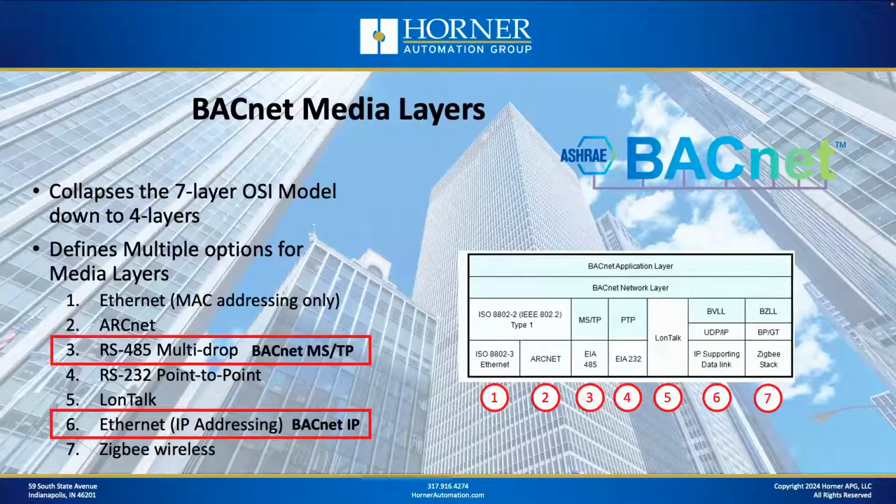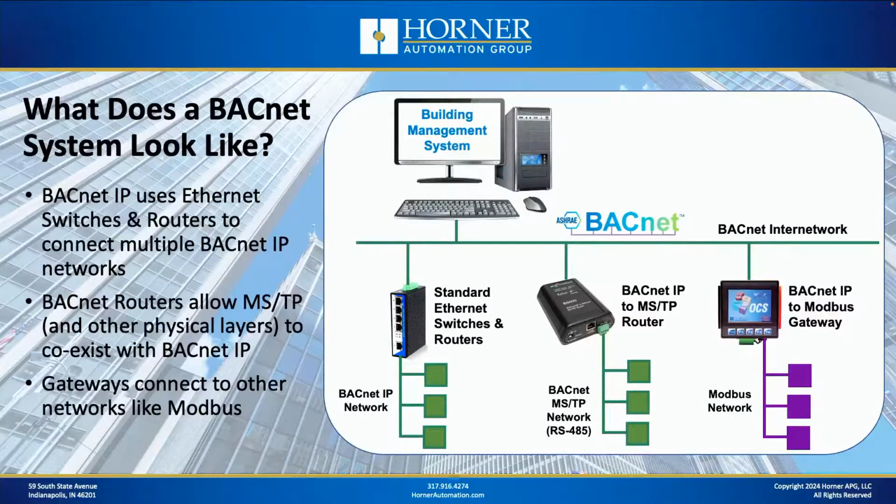But by far, the most popular options these days for BACnet are BACnet over Ethernet or BACnet IP, which we've covered many times on this channel, as well as BACnet MSTP, which is the RS-485 version of BACnet, which we're really focusing on today. And you can see there are other options as well, but again, those two are the most popular. Now, what does a BACnet system look like? Well, it's very common for there to be a mix and match of BACnet MSTP as well as BACnet over Ethernet or BACnet IP.